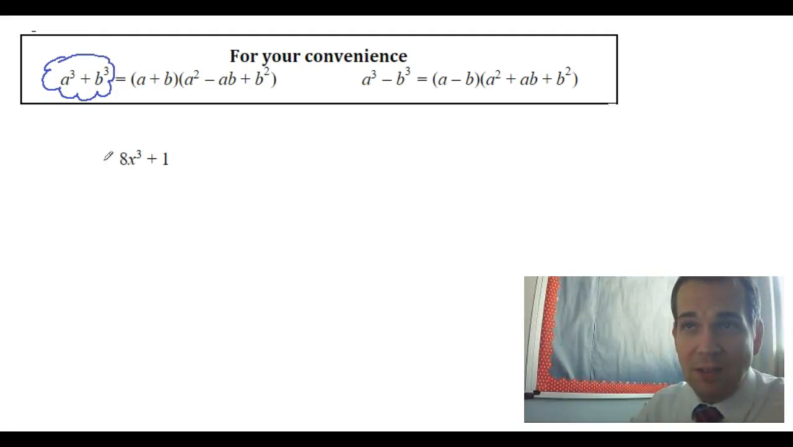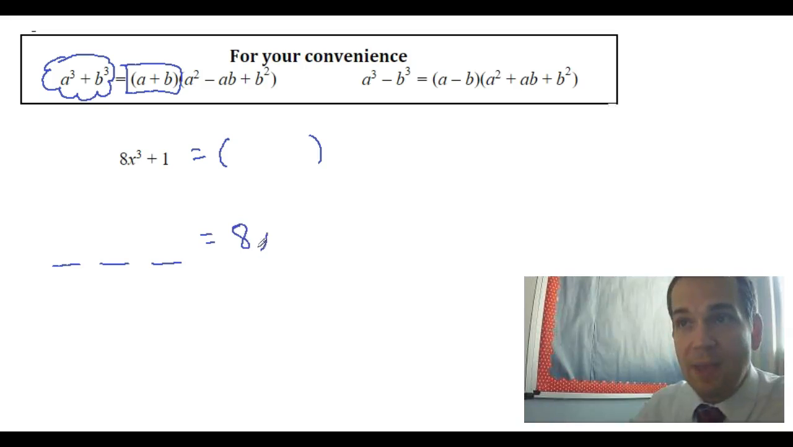So what we're seeing here is the thing after it's been cubed and the number after it's been cubed. So the first step is to figure out what did we cube to get 8x cubed and what did we cube to get 1. And those numbers will go in that first set of parentheses. So I'm going to kick this off by thinking to myself, what number multiplies by itself 3 times to give me 8x cubed? And the answer, of course, is 2x times 2x times 2x. So that thing that was cubed was 2x.